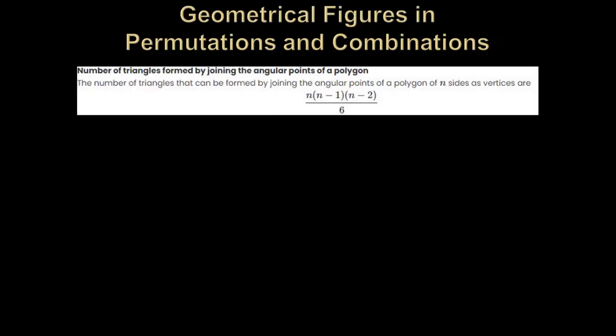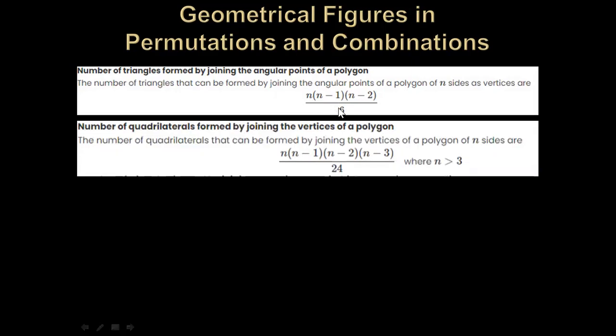So we have geometrical figures in permutations and combinations. In this next slide, we're going to tackle the different formulas only. The number of triangles formed by joining the angular points of a polygon. The number of triangles that can be formed by joining the angular points of a polygon of n sides as vertices is given by the formula n multiplied with the quantity n minus 1, n minus 2 all over 6. The second one is the number of quadrilaterals formed by joining the vertices of a polygon.